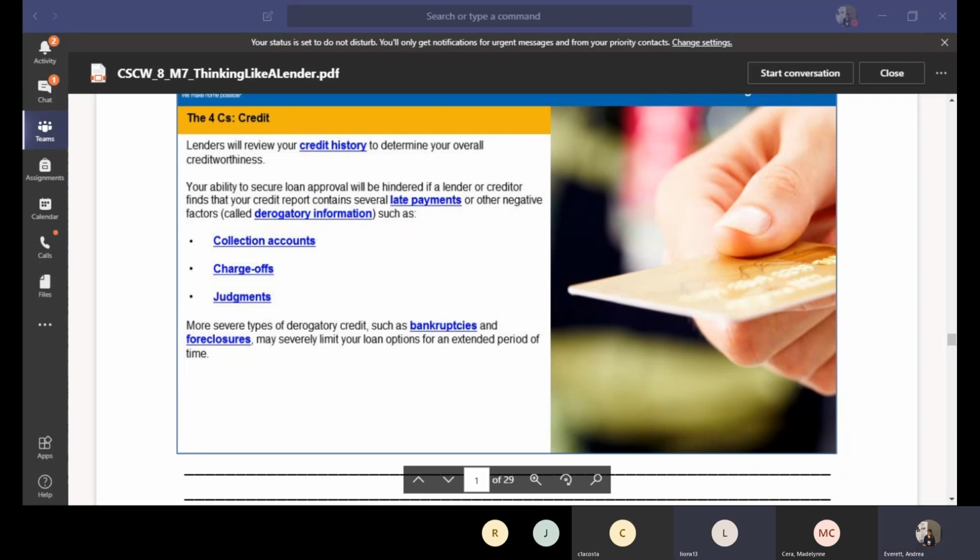Okay, and then just as a review, what are some things that can hurt your credit score? Not paying off loans in a certain amount of time. Right.